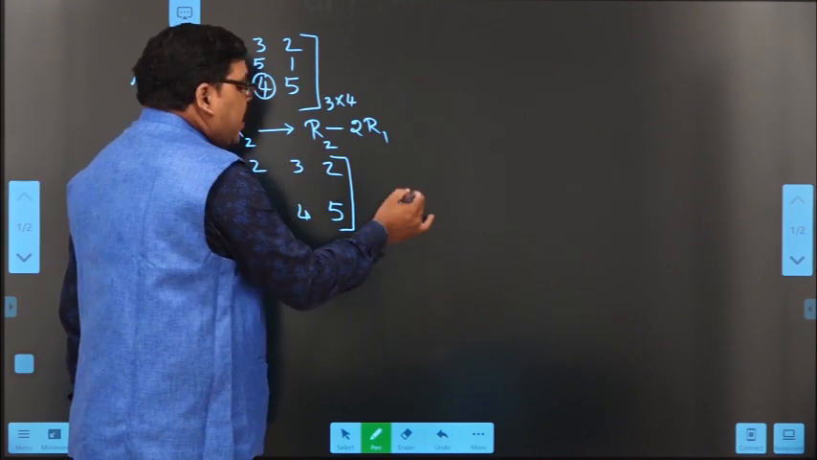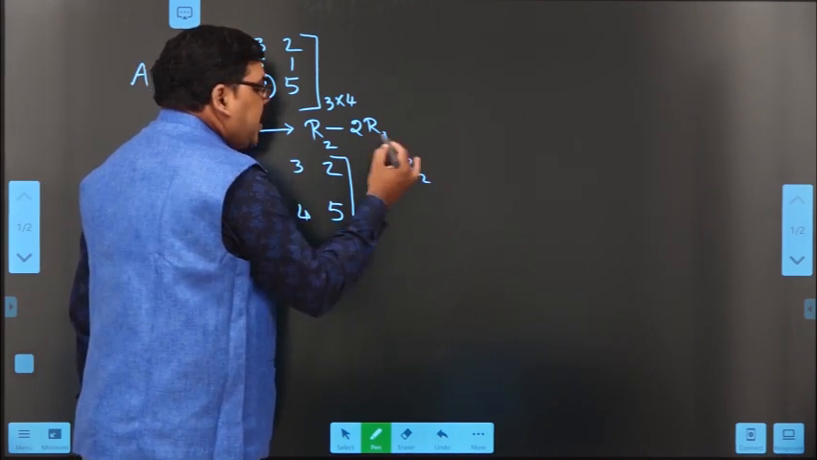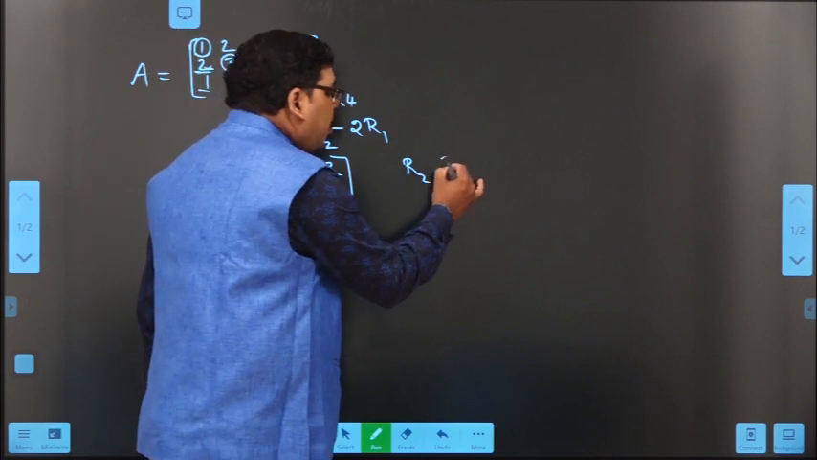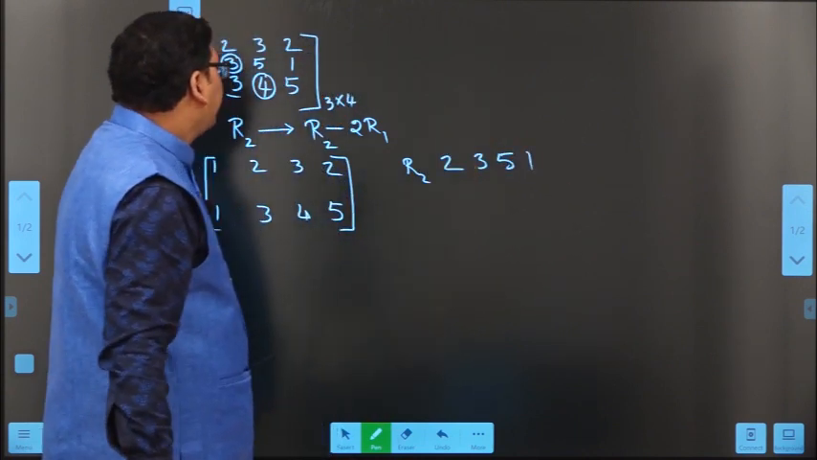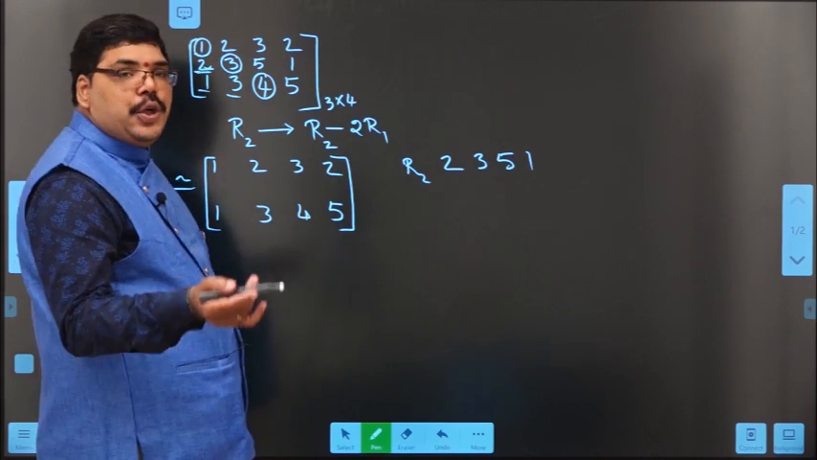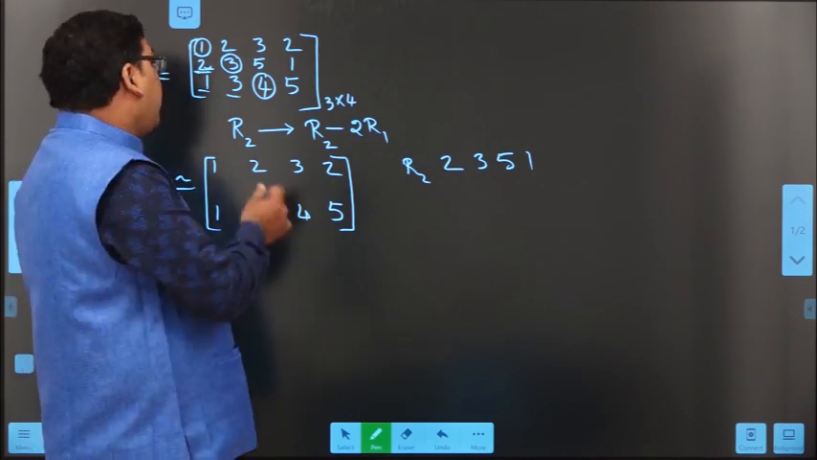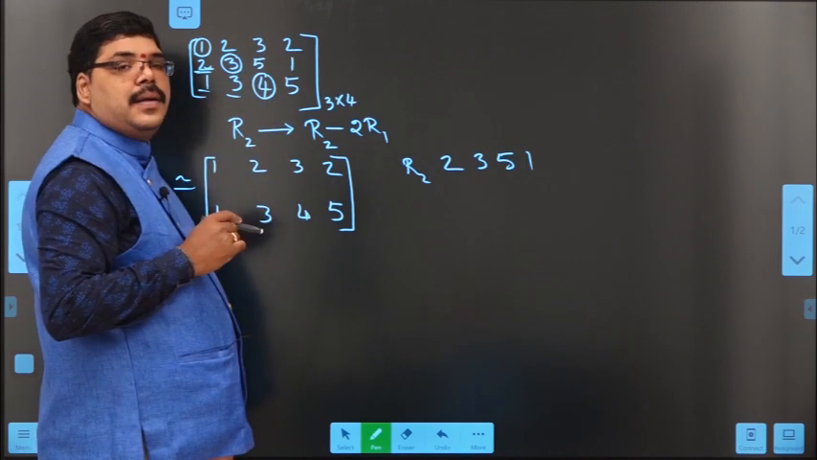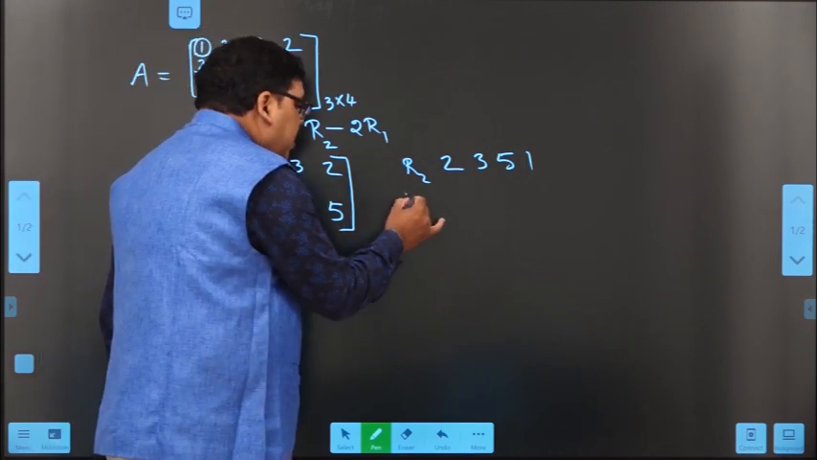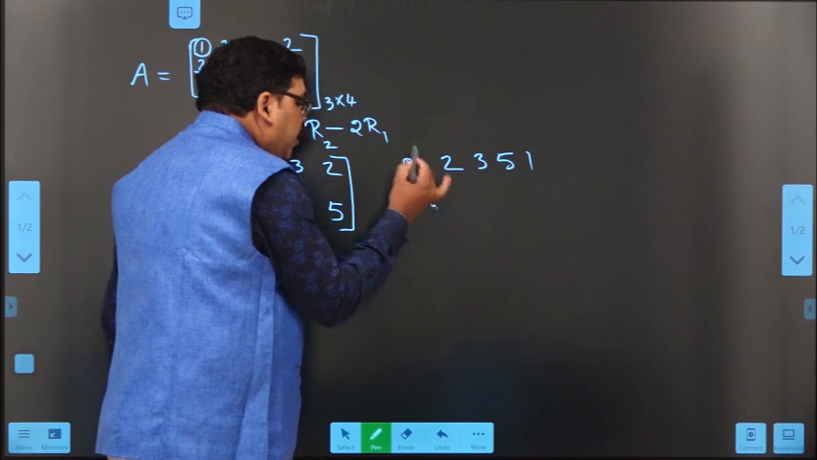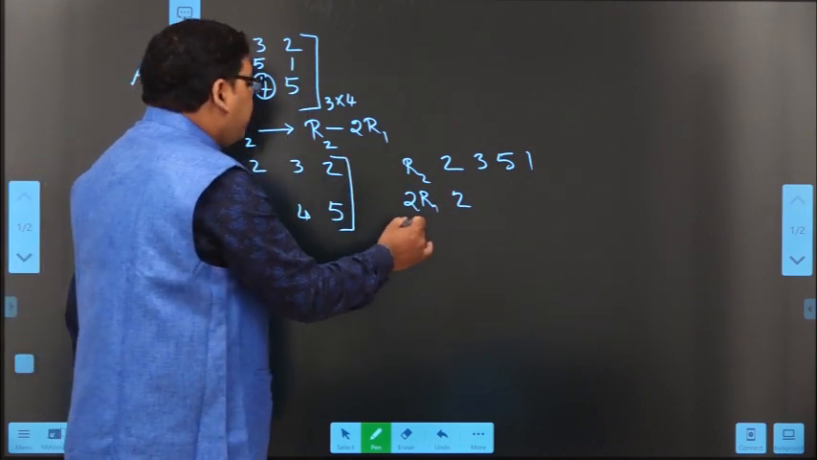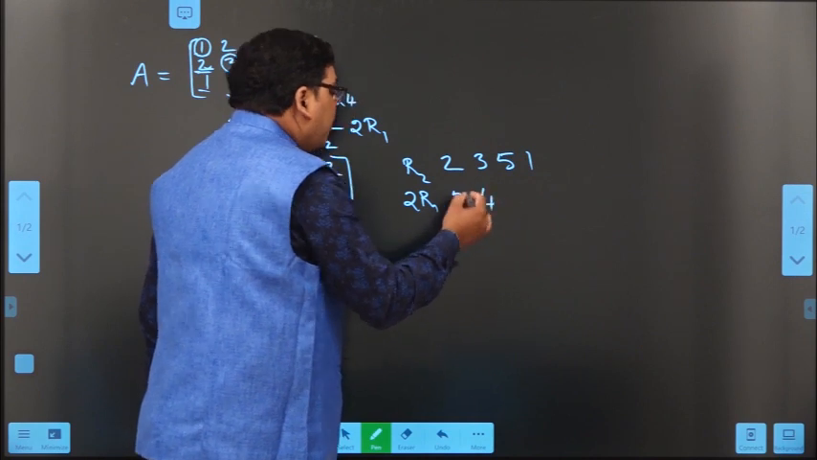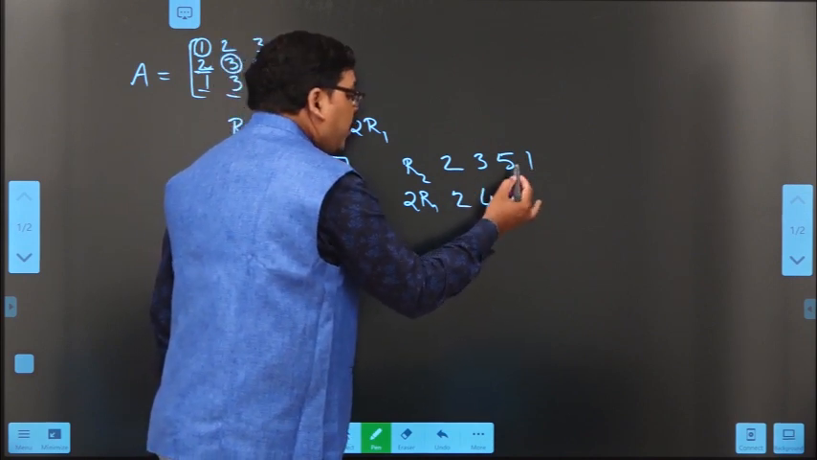In the previous matrix, R2 is 2, 3, 5, 1. And 2R1, 2 times R1. Already R1 is here. 2 times R1 will be, you multiply with 2. 1 into 2, 2 into 2, 3 into 2, again 2 into 2.